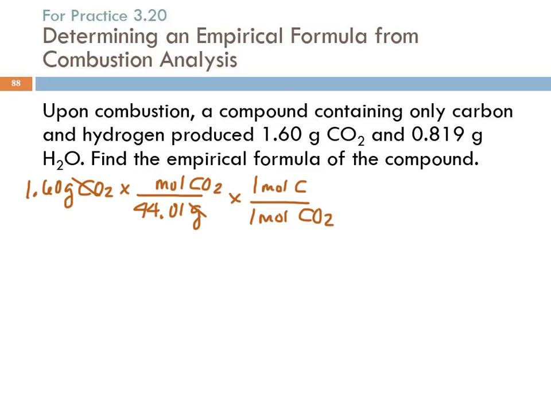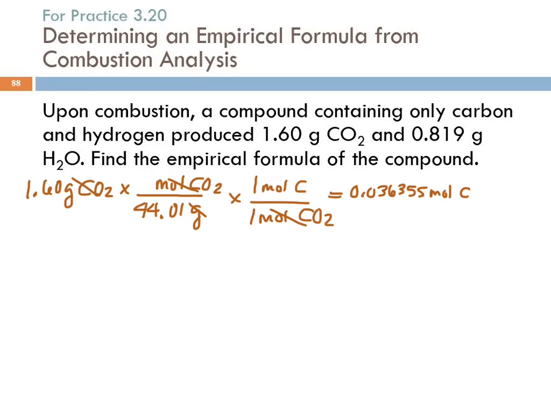Let's think ahead a minute. What are we going to do when we have the masses? We're going to convert them to moles. So here at this point, we've got moles. Maybe we should just quit here, and then we won't have to convert back to moles. So here we've got moles of carbon. 1.6 divided by 44.01 times 1. So there were 0.036355 moles of carbon in that compound.